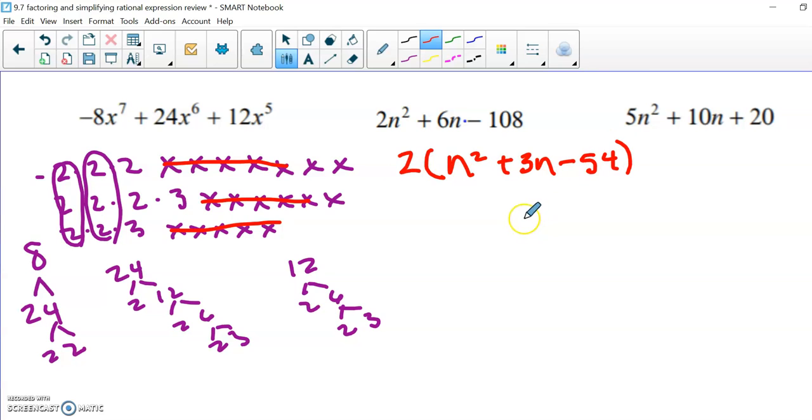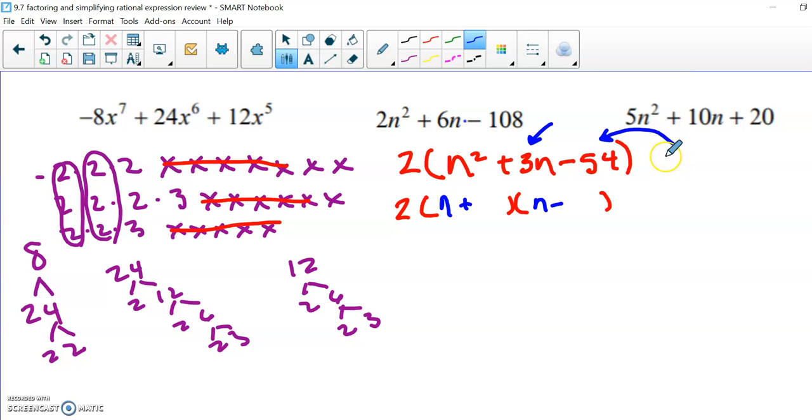And before you say, hey, I'm done, look at what you have left over. See if we can factor again. It looks like we're going to be able to backwards FOIL this one. So we're looking for 2 numbers. When you multiply them together, you get negative 54. When you combine like terms, you get a positive 3. So we know one of them is going to have to be a plus and one of them is going to have to be a minus in order to multiply 2 terms and get a negative.